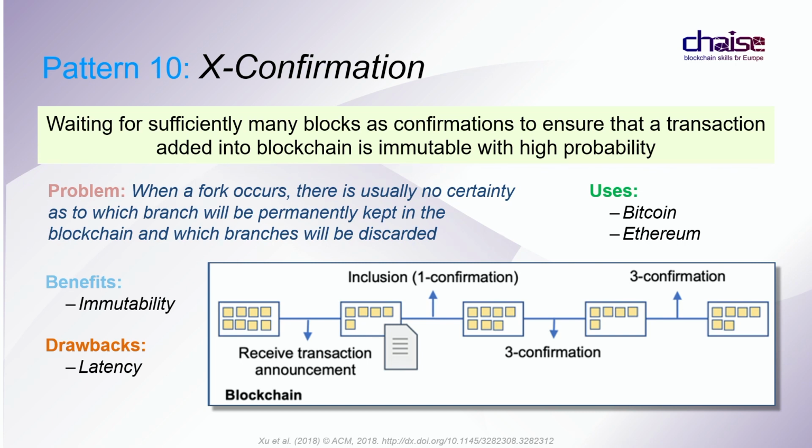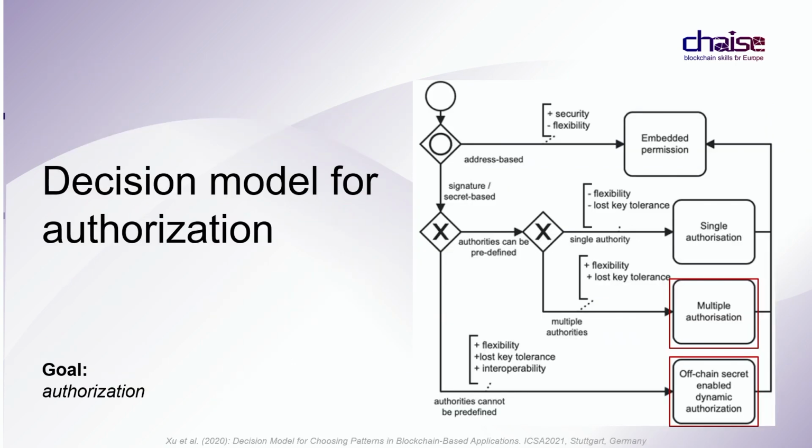Benefits. Immutability. The more blocks generated after the block that includes the transaction, the higher the probability of the immutability of the transaction. Drawbacks. Latency. Latency between submission and commitment of a transaction is affected by the consensus protocol, the interblock time, and the number of confirmation blocks. Decision model for authorization.